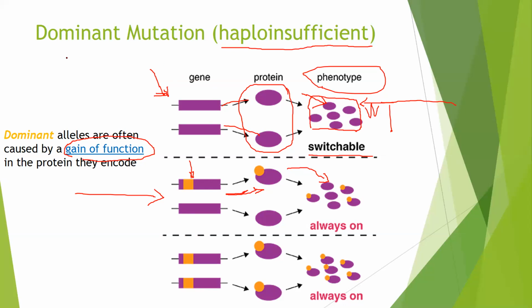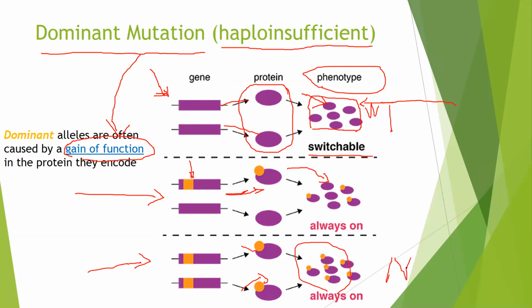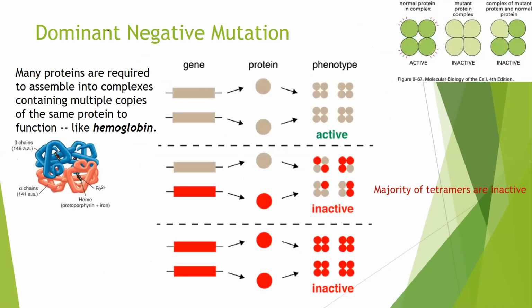All right. So this is called the dominant mutation, and this is because of the gain of function. And of course, if you look at the third individual, both alleles are mutant, and so this individual will have a different phenotype, the mutant phenotype here. Mutant and mutant. All right, so this is one way, gain of function.